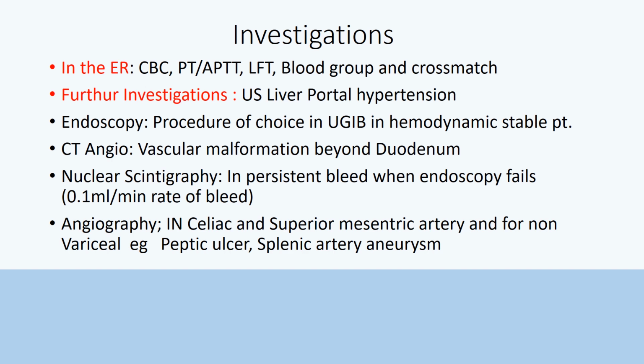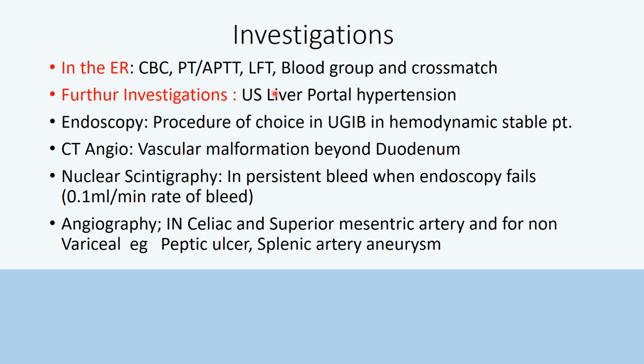Investigations to begin with are very simple: CBC, PT and APTT. CBC for the degree of anemia, meaning the hemoglobin level and hematocrit. PT for the extrinsic pathway, APTT for the intrinsic pathway. LFT is for the possibility of a chronic liver disease. Blood group and cross matching has to be done because we may need blood transfusions. Further investigation is determined by the type, severity, and profuseness of the bleeding.